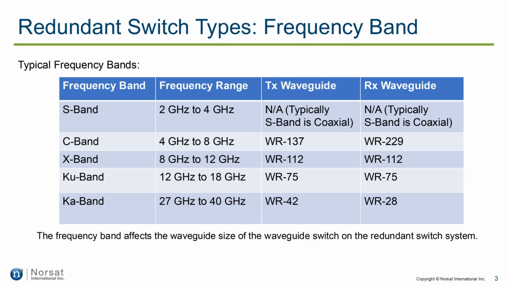The frequency band directly impacts the waveguide size, with higher frequencies requiring smaller waveguides. This, in turn, influences the size and configuration of the waveguide switch used in the redundant switch system.